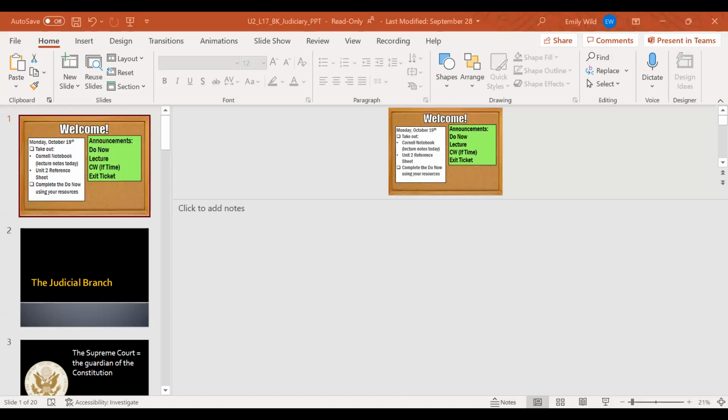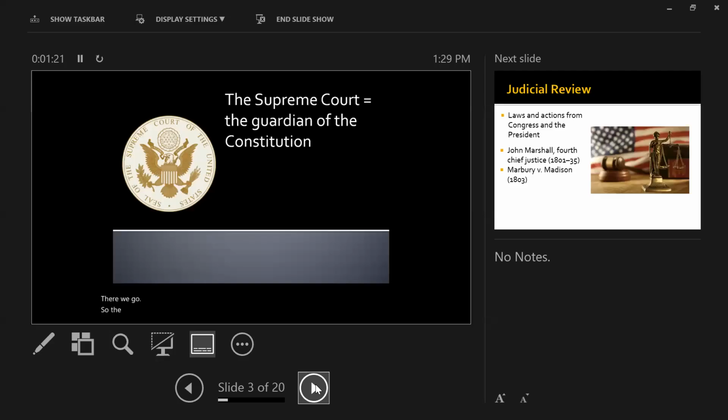So the Supreme Court is also known as the guardian of the Constitution. The judicial branch is also known as the Supreme Court, and their nickname is they are the guardian of the Constitution.